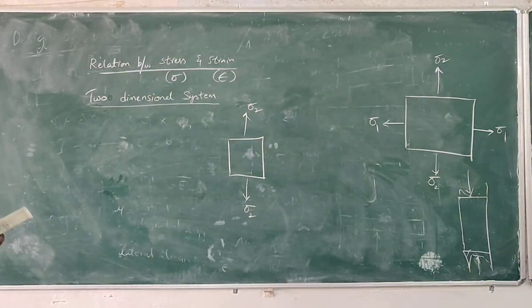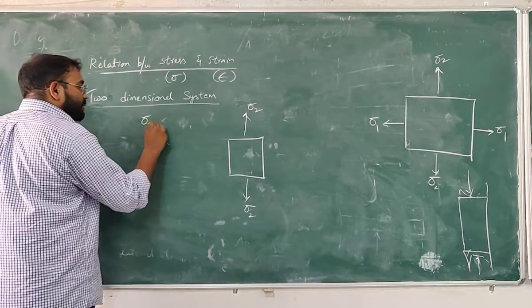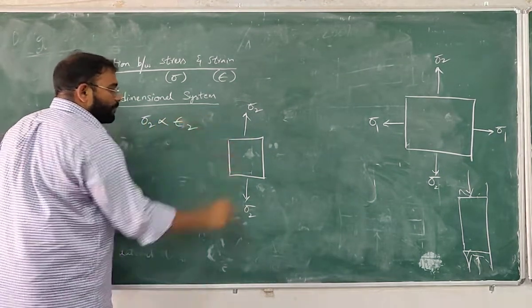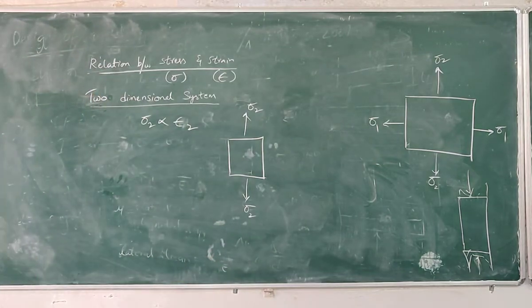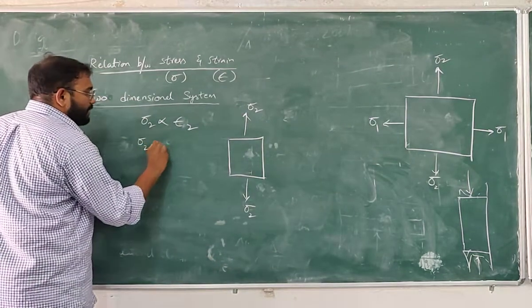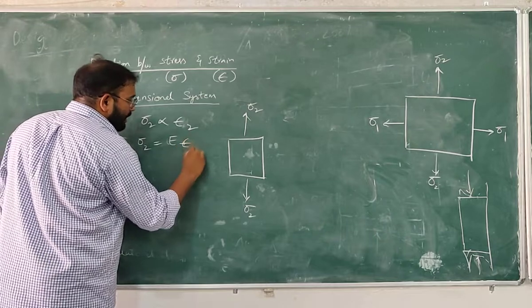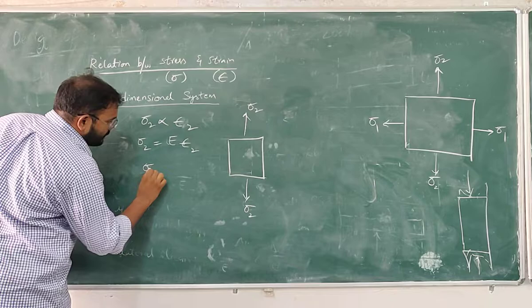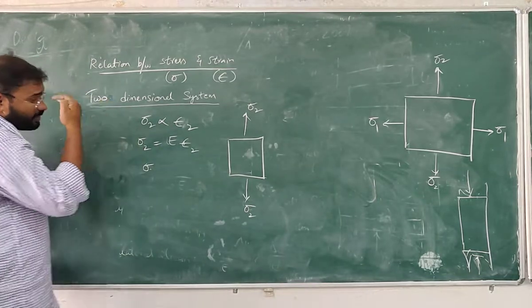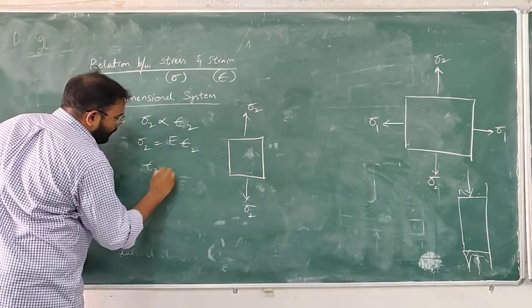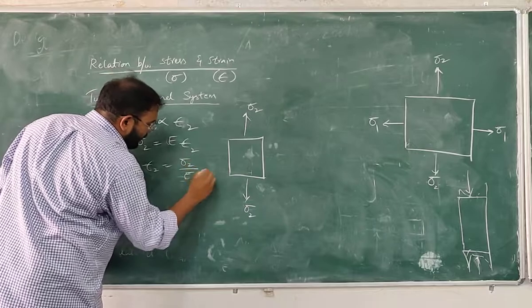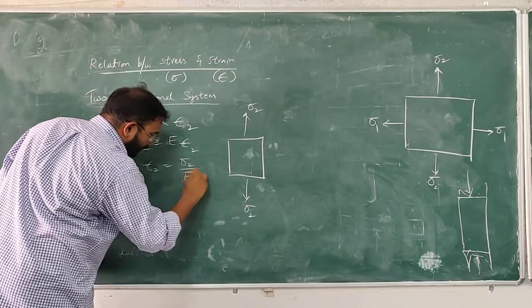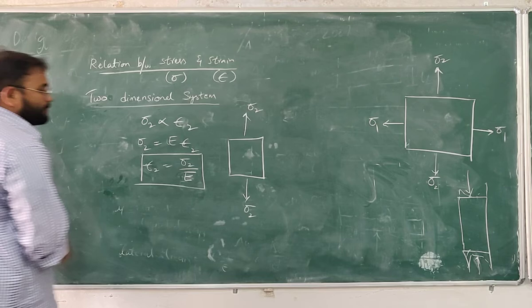We'll apply sigma 2 now. You have the same relation, sigma 2 is directly proportional to epsilon 2. Now sigma 2 will be equal to E times epsilon 2, or epsilon 2 is equal to sigma 2 by E.